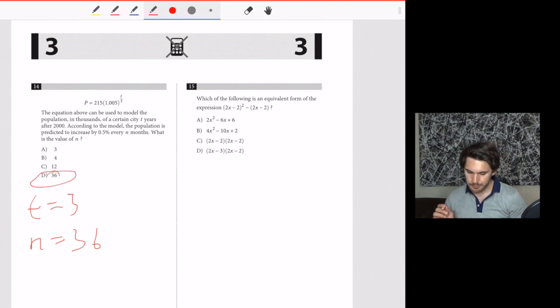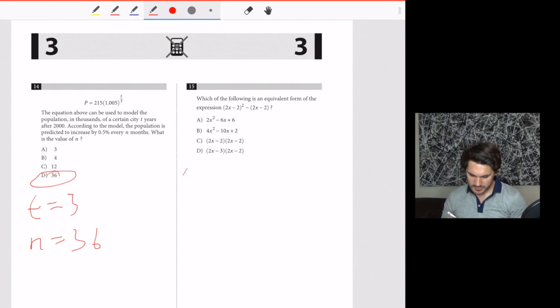D. 15. Which of the following is an equivalent form of the expression (2x - 2)² - (2x - 2)? Okay, so this looks pretty similar to what we did before, right? Where we were FOILing out stuff. So let's FOIL this out.